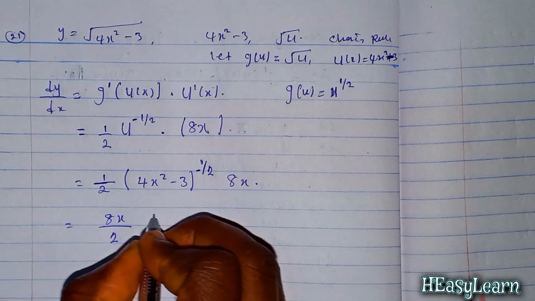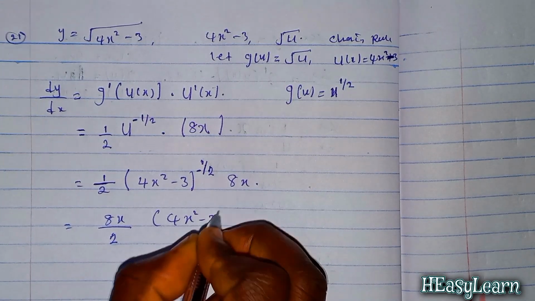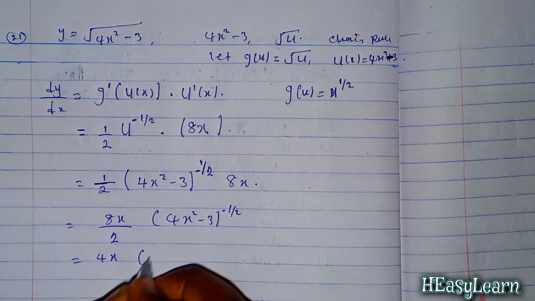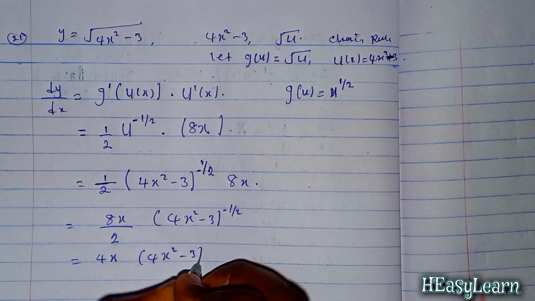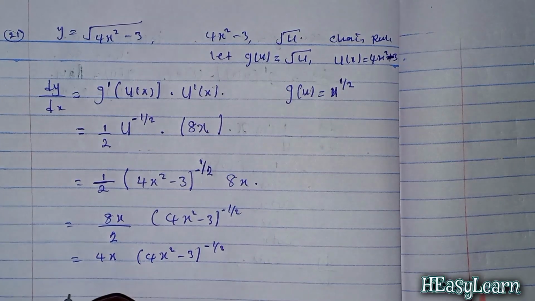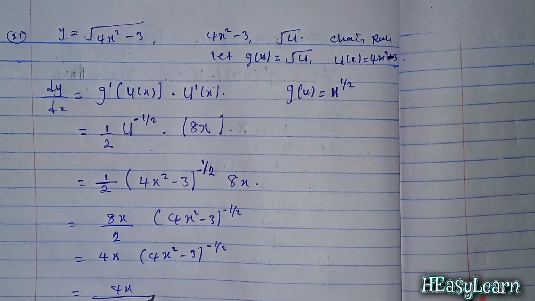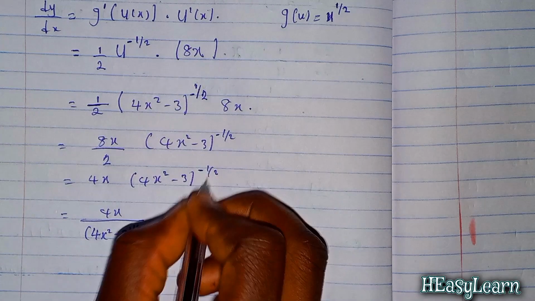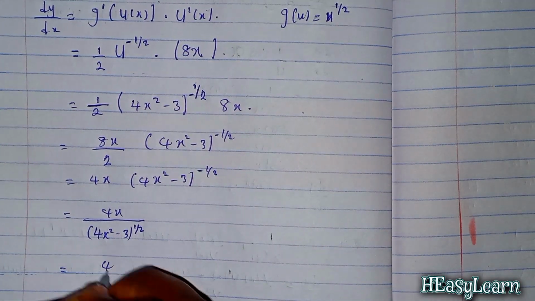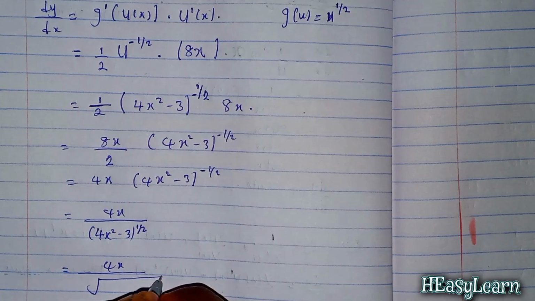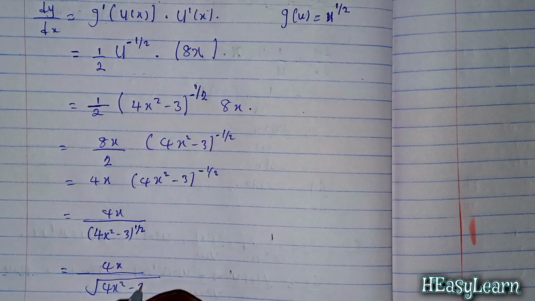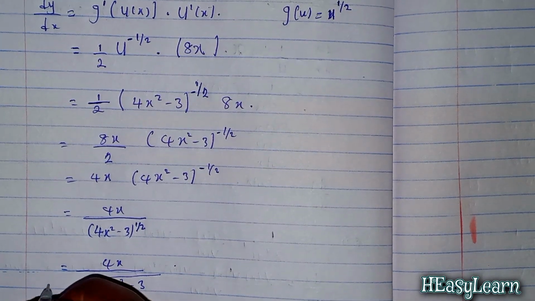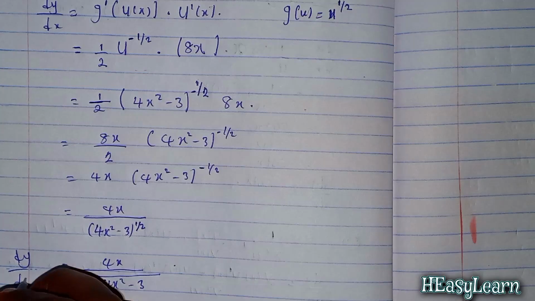8x over 2 into 4x squared minus 3. This is the same thing as 4x times (4x squared minus 3) to the power of minus 1 over 2. 4x over (4x squared minus 3) to the power of 1 over 2, the reciprocal of this. It can be further written as 4x over the square root of 4x squared minus 3. So this is the derivative of the function dy/dx.